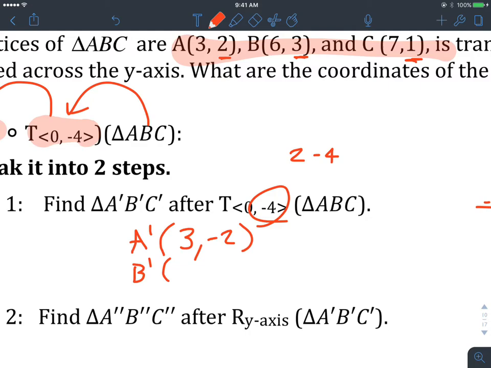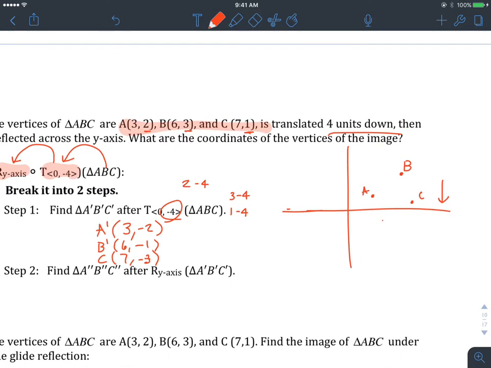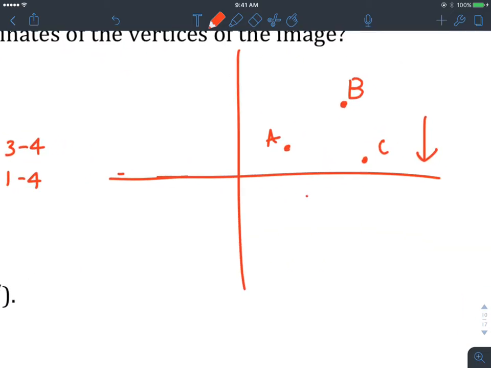You got B, which is 6, 3. And then I'm going to subtract. I'm going to do 3 and then minus 4, I guess. So that'd be -1 for that point. And then your last one, you got C, which is 7, comma 1, but you're going to do 1 and then take away 4 from that. So -3 right there. So if you want to go and plot some of those points, you can do that.